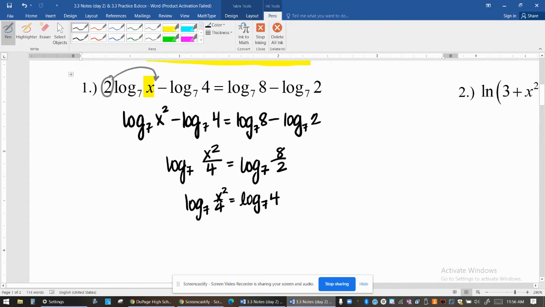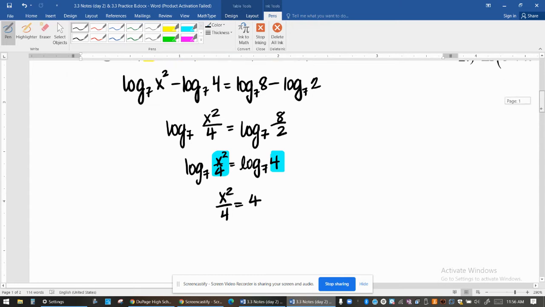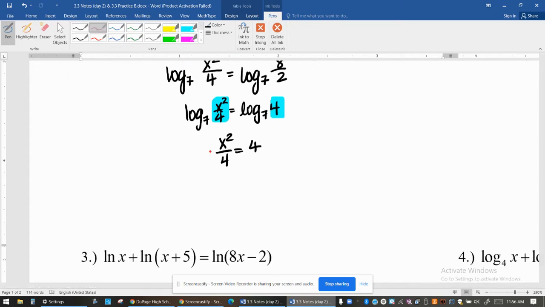Now, according to my strategies, I'm supposed to see if it's possible to use the uniqueness property. The uniqueness property states that if you have a single log on the left and a single log on the right, the same type of log, log base 7, then their arguments have to be equal. Since I can apply the uniqueness property, I can finish solving this by setting their arguments equal to each other. Now I just use SADMAP to solve. So I'm going to multiply both sides by 4.